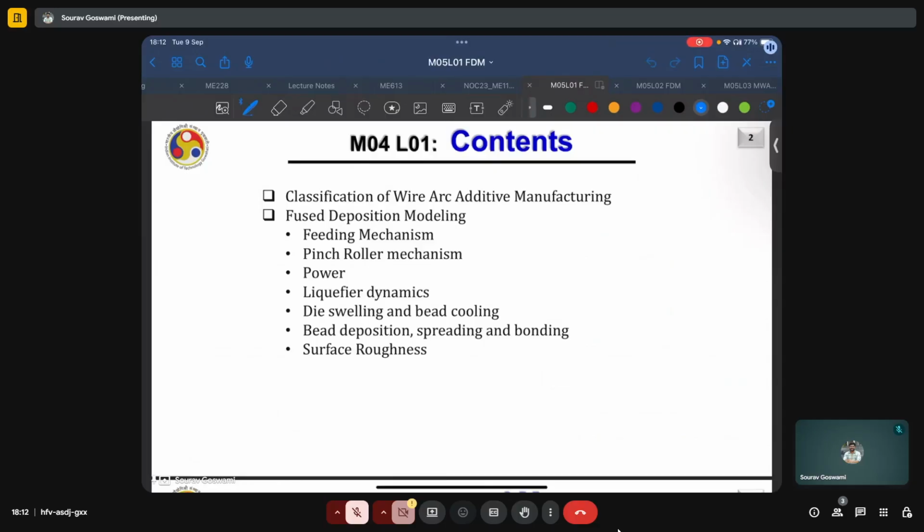or fused filament fabrication, which is basically the 3D printer which is most commonly encountered these days, even in school laboratories or in UG labs, maker spaces, and other such similar places. It's the benchtop printer with which you can make polymeric parts. And we'll be looking at the feeding mechanism, the pinch roller mechanism, what are the power and liquefier dynamics, and also at the phenomena of die swelling, bead cooling, bead ironing, and surface roughness.